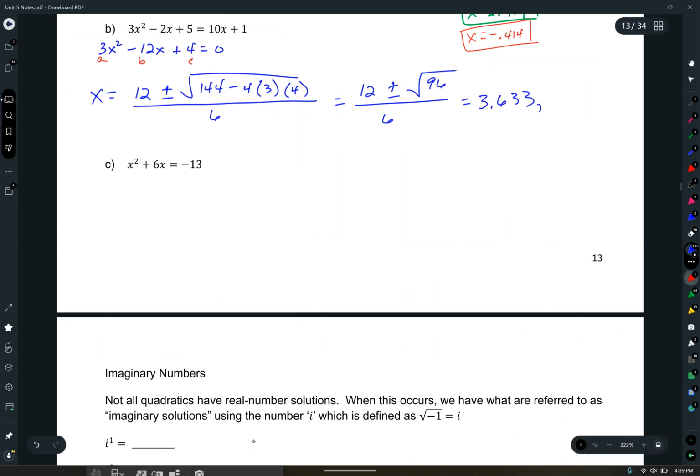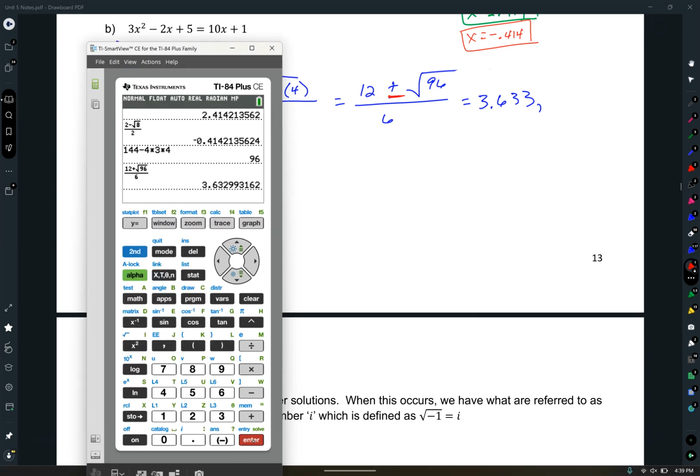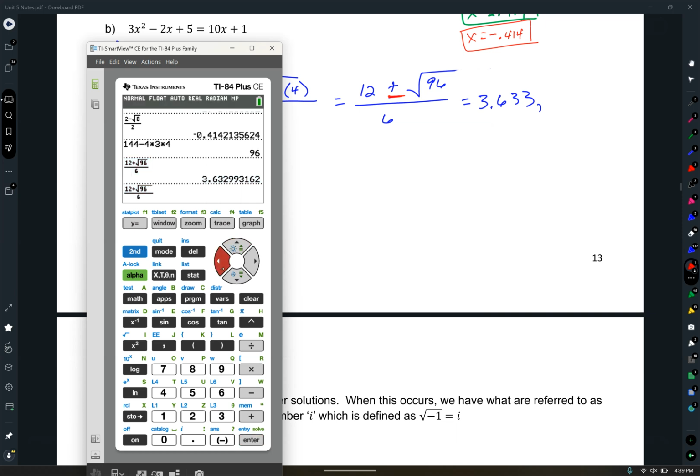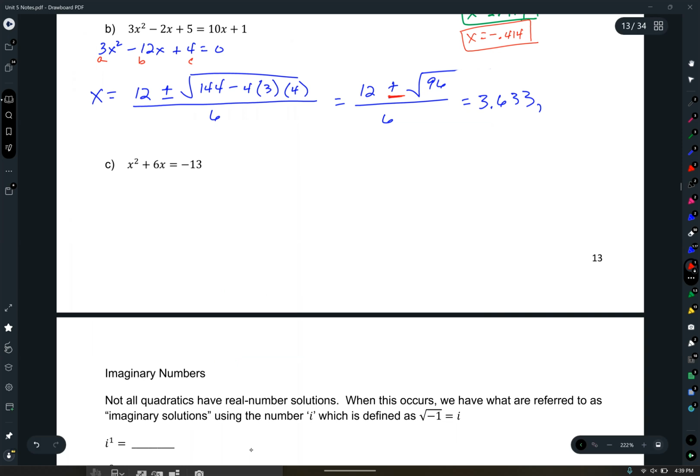But if it had been a minus, again, instead of retyping it, I like to just go up and do a copy and paste, and then go back and change that plus to a minus. Make sure you change it to a minus and not a negative. So 0.367. So those are the two possible solutions right there.